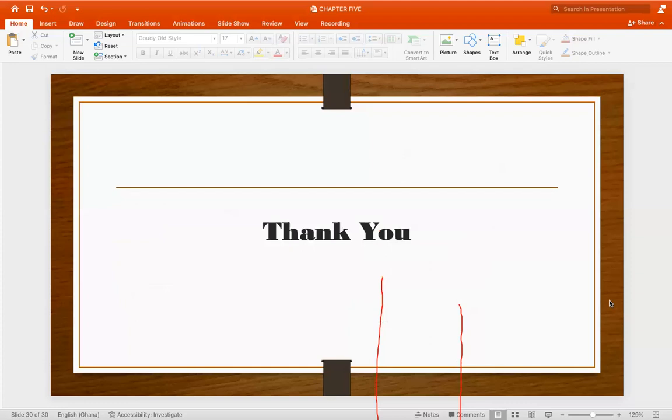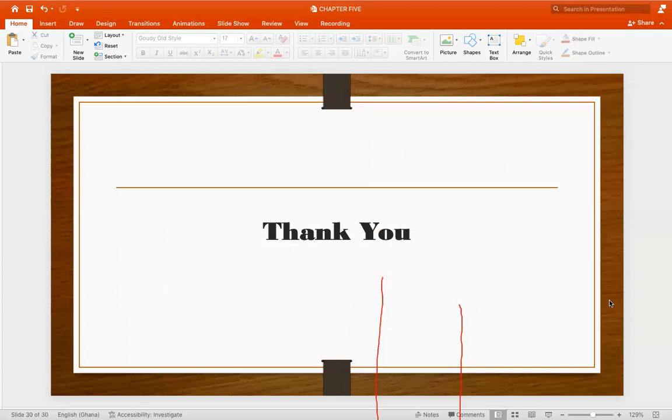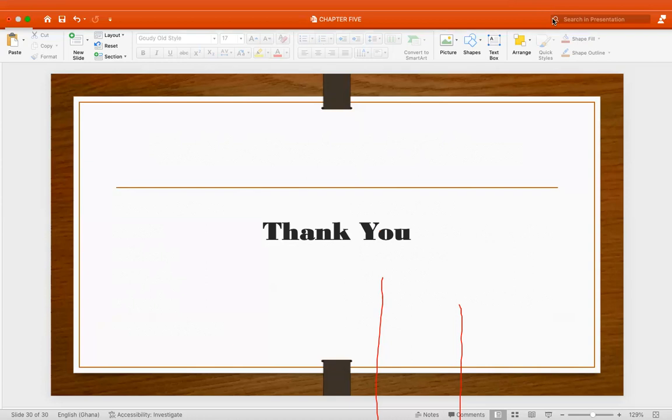If people were not engaging in any of these things, credit card fraud, account takeover, cyber extortion, email threats, unauthorized sharing of information, phishing, and all those, if people were not engaging in all these unethical practices, I think the IT industry would have been a very good place to be. But because they are engaging in these things just to get the money, just to get the ransom, they tend to make the IT industry quite dangerous.